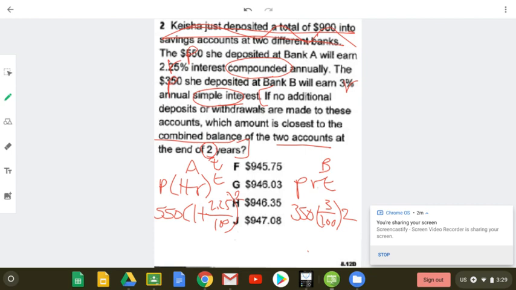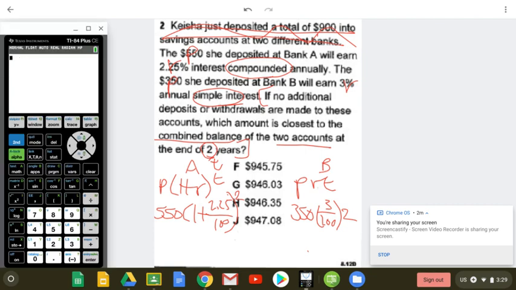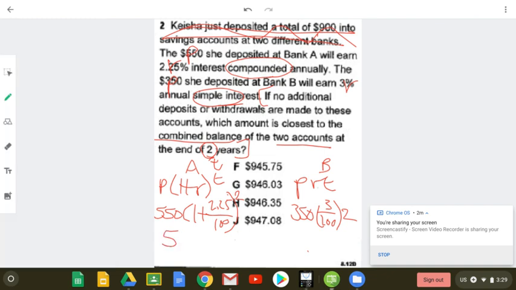Now I'm going to put that into Mr. Calculator here. I've got 550 times 1 plus, there's my fraction right there, alpha x, 2.25, tab down, 100. Make sure you scroll over to where it becomes big. Then you hit your carry button to get your exponent 2. Then you hit enter. So I'm at roughly $575 for this one.